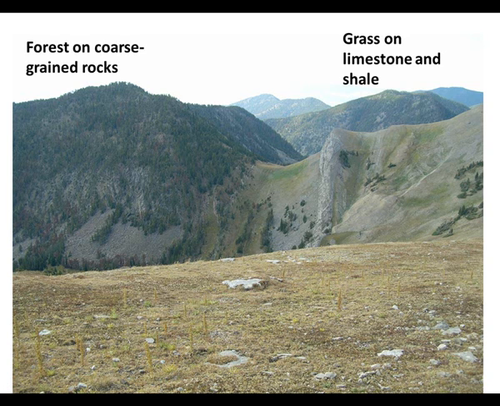Limestones tend to have a basic or alkaline pH up around 8.5 that is more effective at supporting grass, whereas these particular coarse-grained rocks tend to be acidic in pH, favoring conifer vegetation.